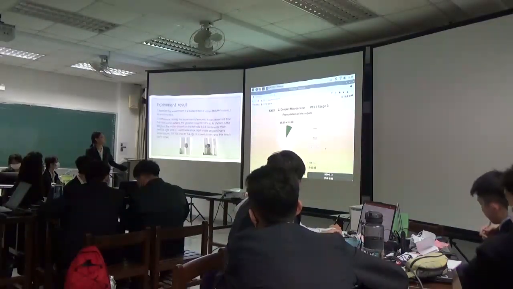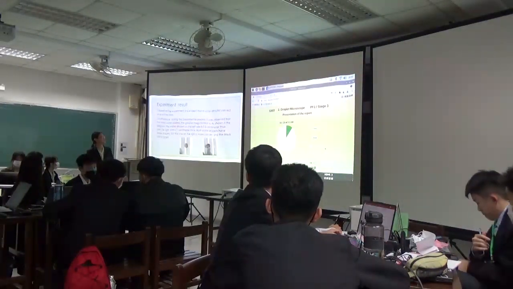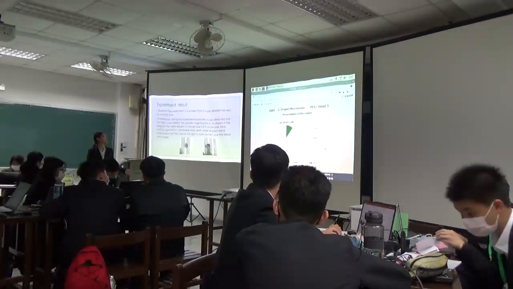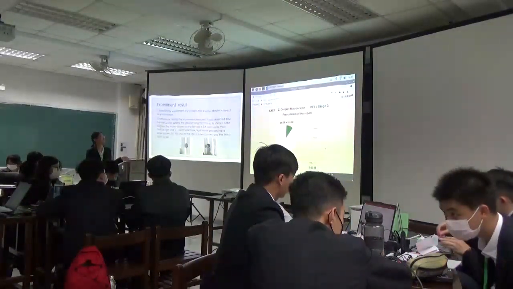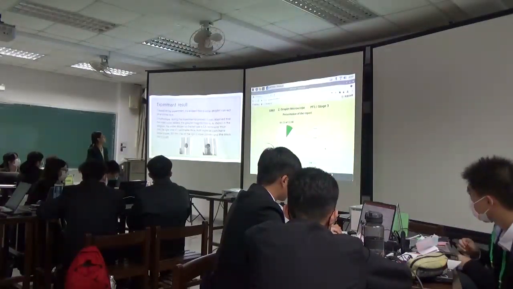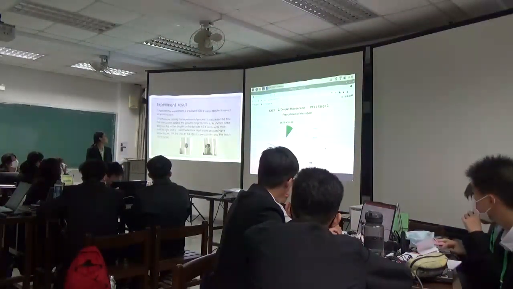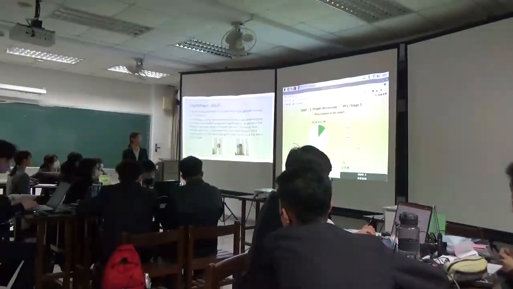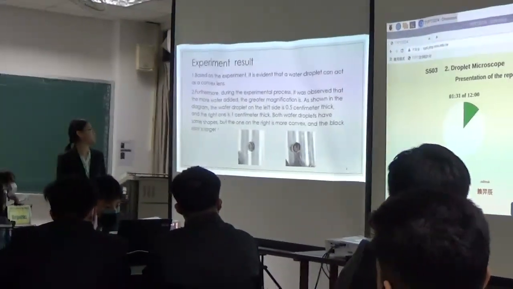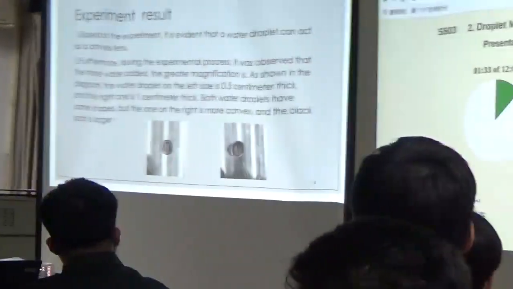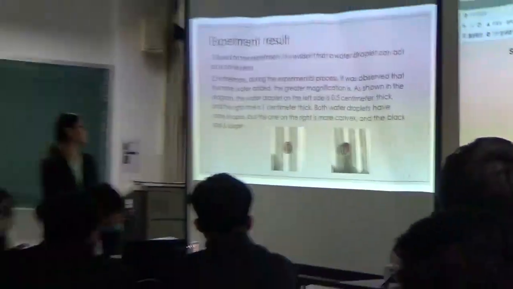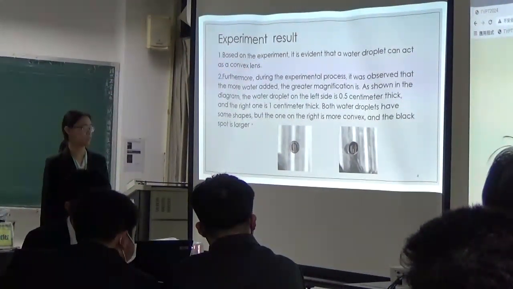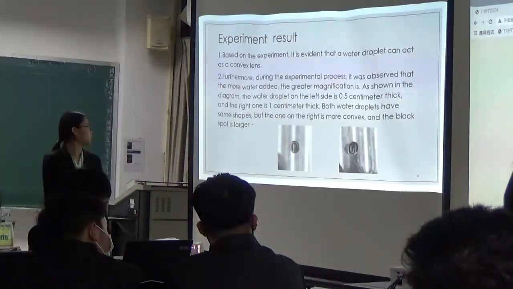Furthermore, during the experiment process, it was observed that the more water added, the greater the magnification is, as shown in the diagram. The water droplet on the left side is 0.5 centimeter thick, and the right one is 1 centimeter thick. Both water droplets have the same shape, but the one on the right is more convex, and the black spot is larger.